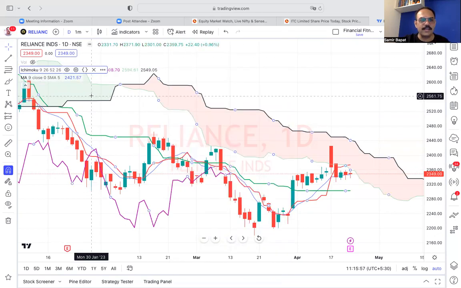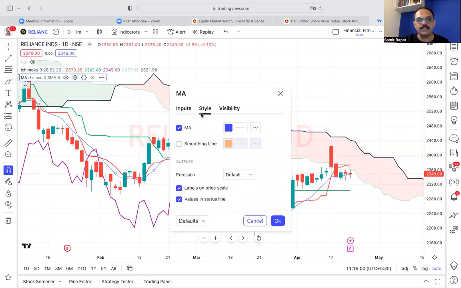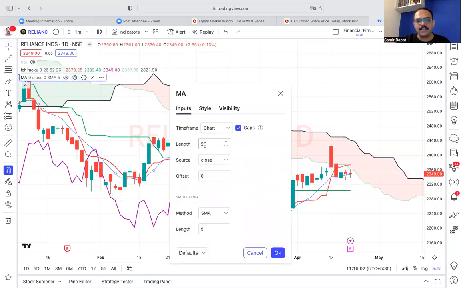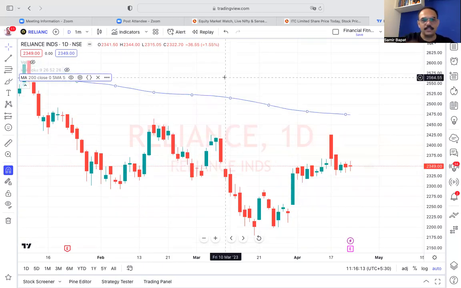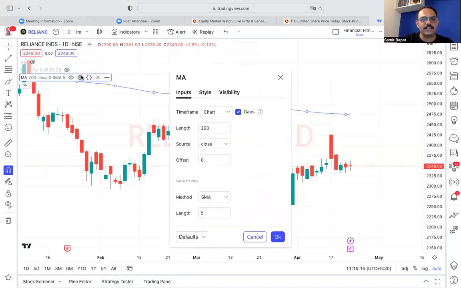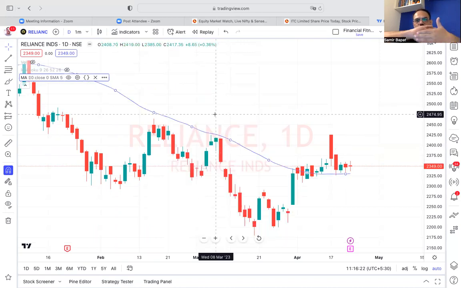You can change, like for moving average, if you go to settings, inputs, right now it is length, it is showing 9. You can change it to 200. It will become a 200 day moving average. I'll just hide Ichimoku and then I will see. See, this has changed. If I change it to 50, it will be 50. So likewise, you can change the setting. This indicator will be plotted on top of price action.